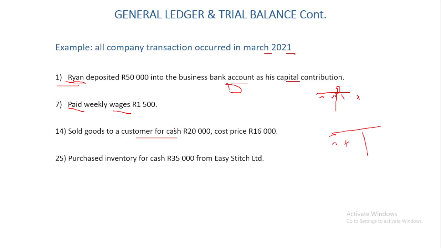And then on our sales account we're gonna go to the credit side since it's increasing, and say that on this date, 2021 March, on the 14th, we've got bank of 20,000, meaning that our sales went up by cash sales of 20,000.